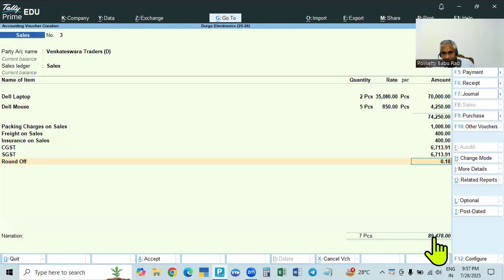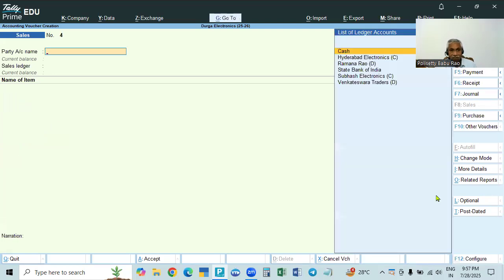So if you add these two, 12,000 and 13,000, it comes to 13,427 something. Okay, 427. That will come. This is the total amount. It is rounded off. So this is how we will calculate. This is the first method we did.